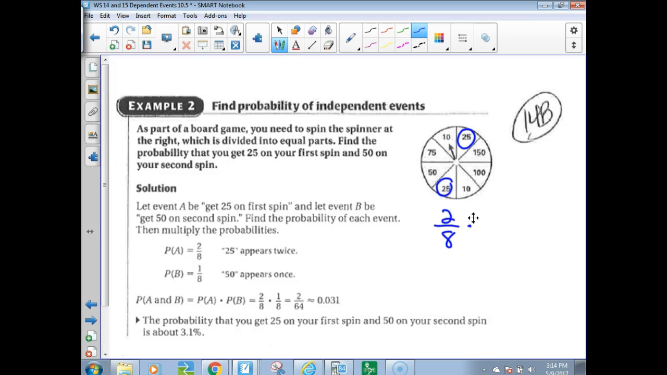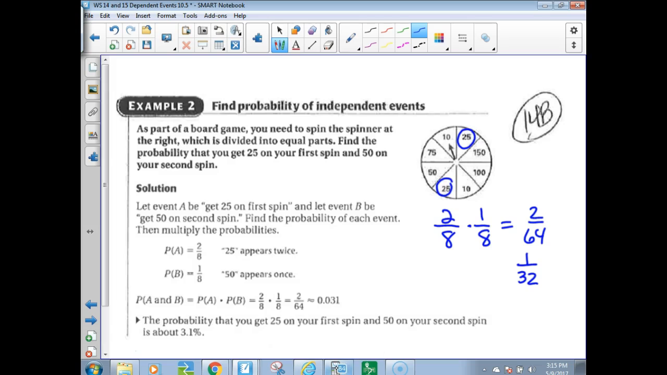This is when you multiply. So the first spin, you got a 2 out of 8 chance of getting a 25. The probability of getting a 50 on your second spin then is, how many 50s are on there? 1 out of 8. So you multiply the two probabilities and you get 2 out of 64. And then you reduce. And that would be 1 in 32.